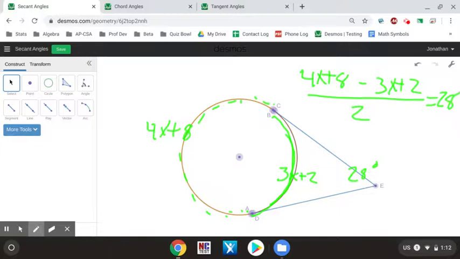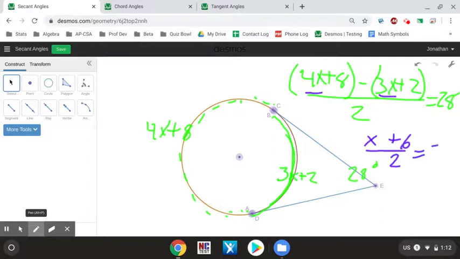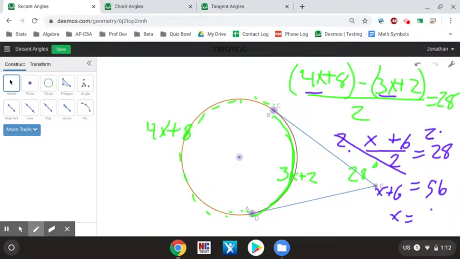Now this is going to create a little bit of an equation, and it might be best if I put parentheses around those to help us. So I can do 4x minus 3x, looking for like terms, so that gives me x plus 6 divided by 2 is 28. And then if I need to get rid of my divided by 2, I say what's the opposite of division? It's multiplication. So 56 is x plus 6, and then subtract 6 from both sides, so x ends up being 50 degrees. And that gives you a way to solve that.